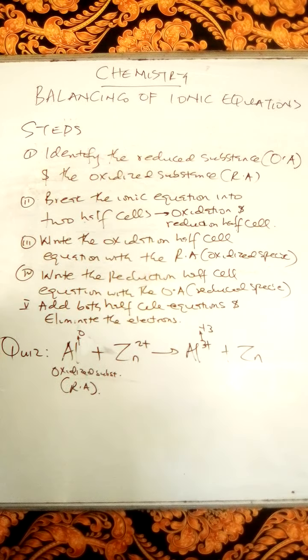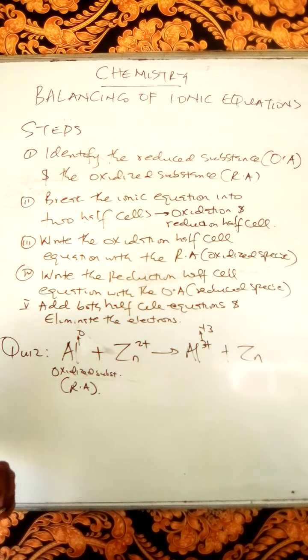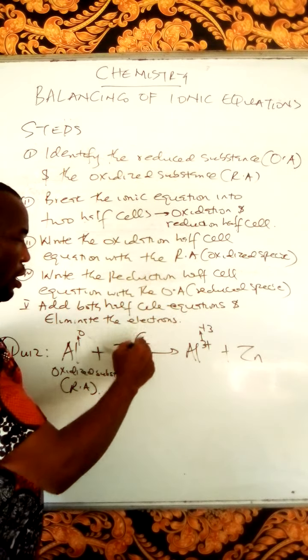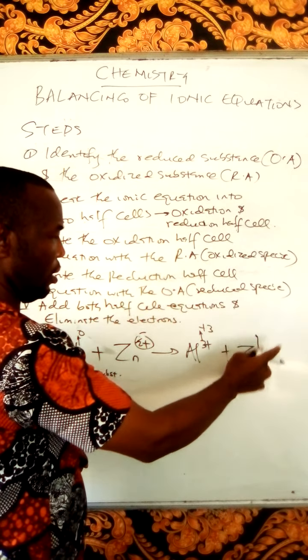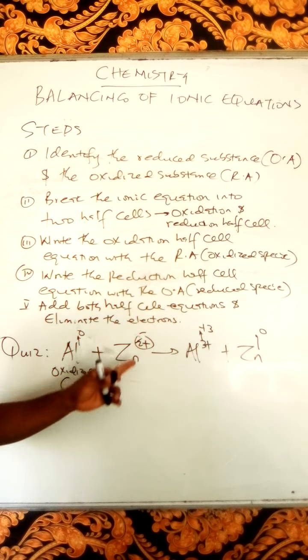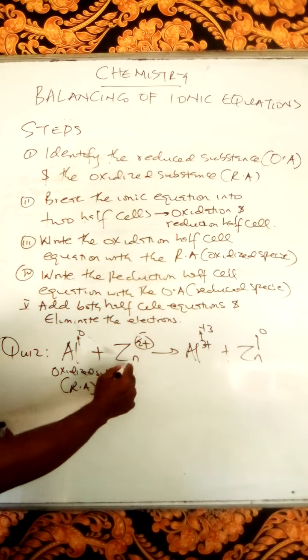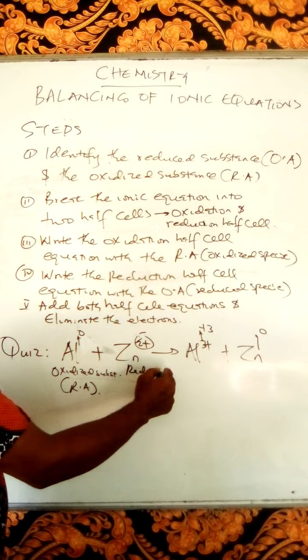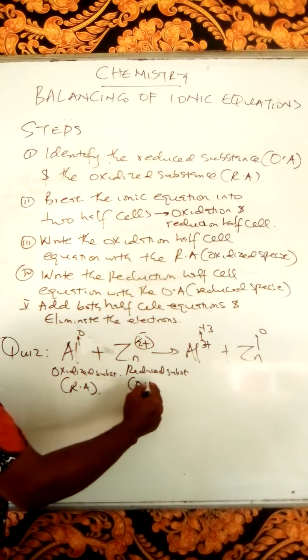Now looking at zinc, the oxidation state of zinc on this side is plus 2, as you can see. Then here, in the neutral state, it is 0. So we see that the oxidation state of zinc has decreased from plus 2 to 0, meaning that zinc is the reduced substance or reduced species. And the reduced substance is called the oxidizing agent.